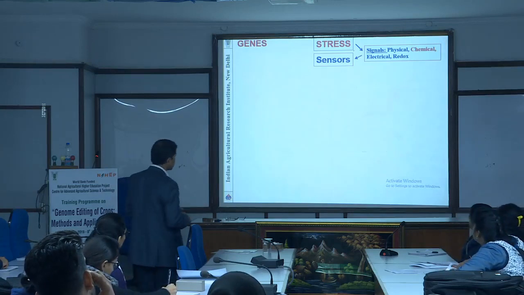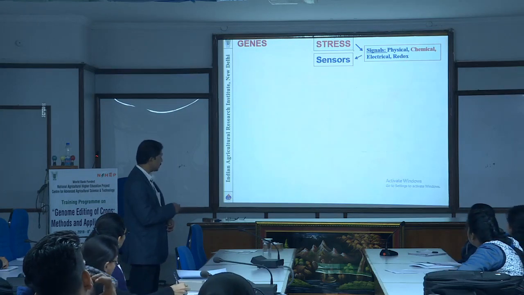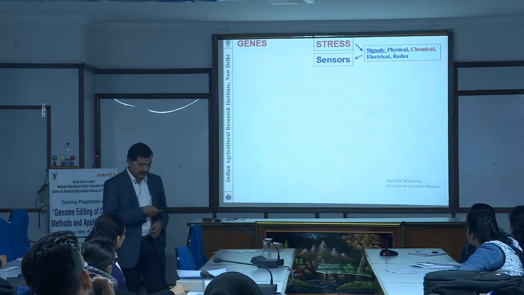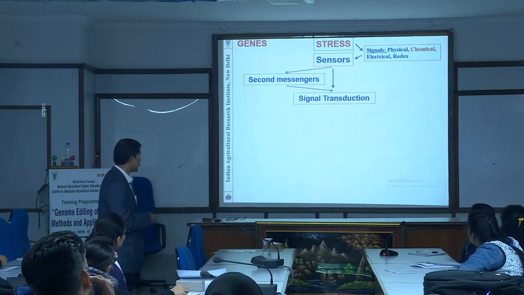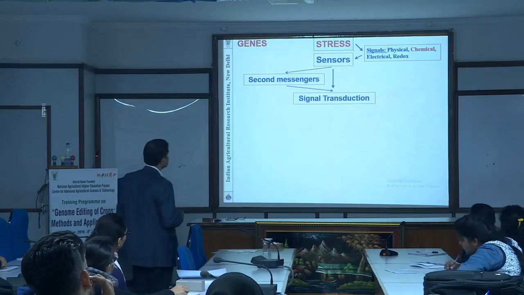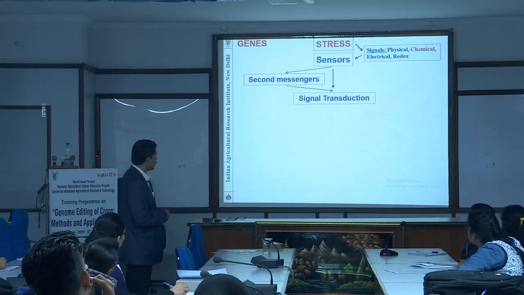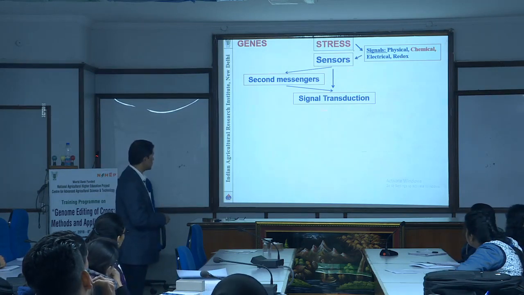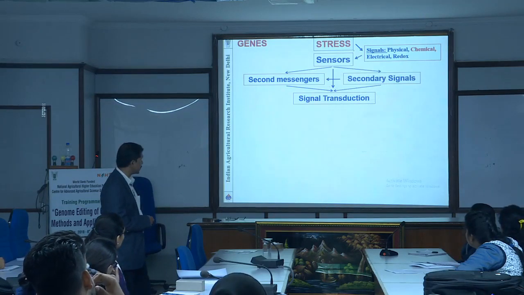So a large number of signals can be there. It may be a primary signal or other kinds of signals. We have maybe very few sensors that directly sense the primary signals per se. So still a lot of work needs to be done on how the plant senses various kinds of stresses. Once they sense, often it can produce some sensor. It may be membrane bound, or it may be intracellular. It produces some second messengers, and the second messengers do the signal transduction, which you might have studied at length.